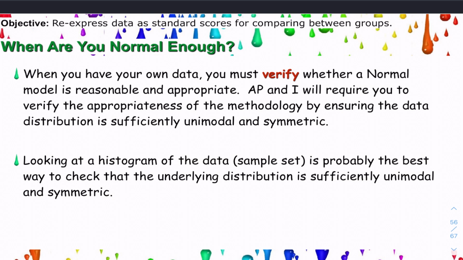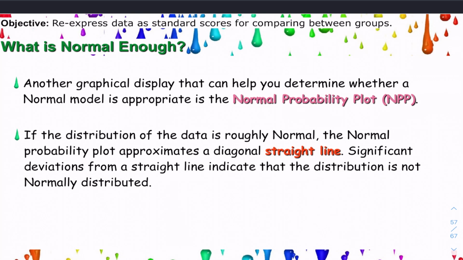So when you have your own data, you must verify whether a normal model is reasonable and appropriate. AP and I will require you to verify the appropriateness of your methodology by ensuring the data distribution is sufficiently unimodal and symmetric. So of course, you could look at a histogram of the data, which is our sample, is probably the best way to check that the underlying distribution is sufficiently unimodal and symmetric.